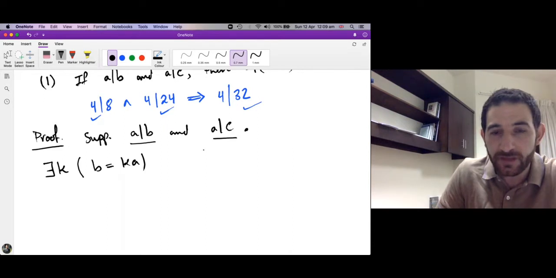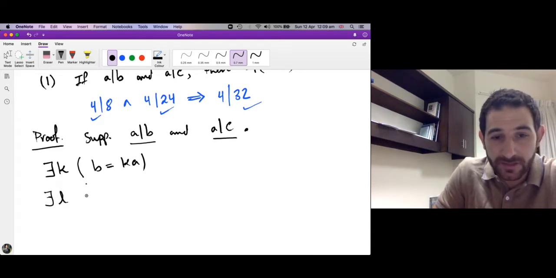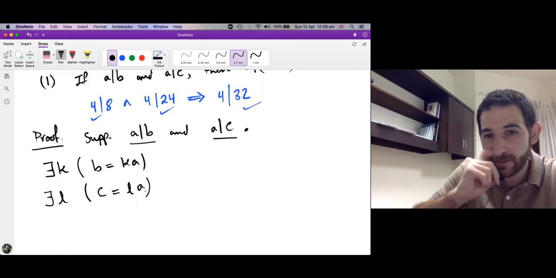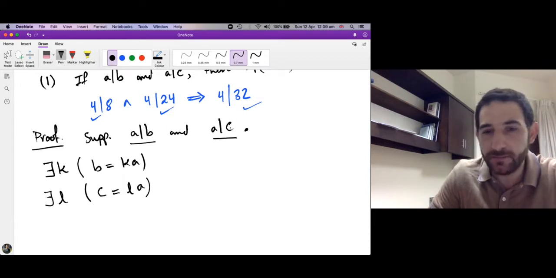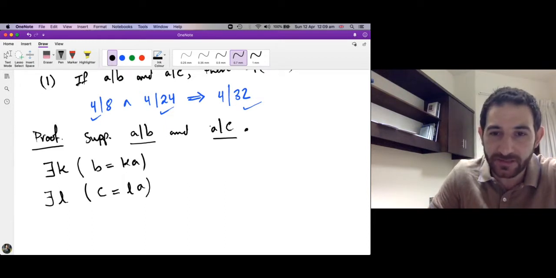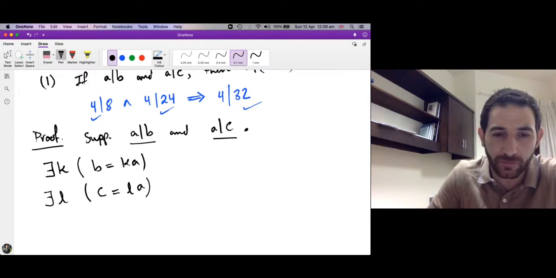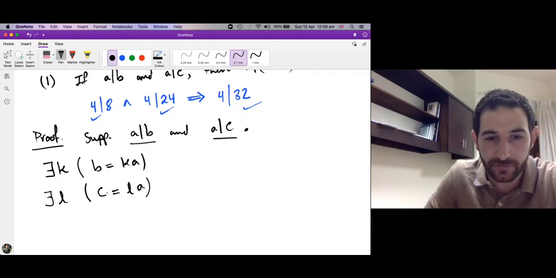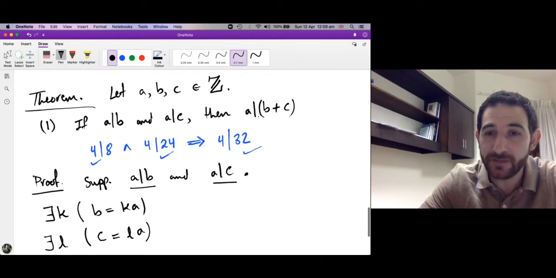Now what do we know from a divides c? We know that there is an integer, let's call it l now, such that c is equal to l times a. So a divides b means we can reach b by taking steps of length a, and a divides c means that we can reach c by taking steps of length a. But the number of steps may be different, that's why for b we called it k and for c we called it l.